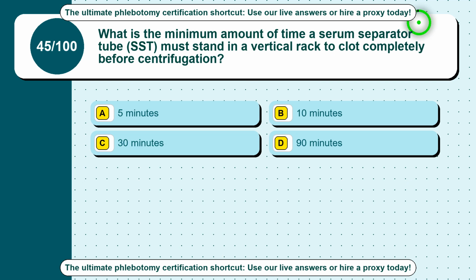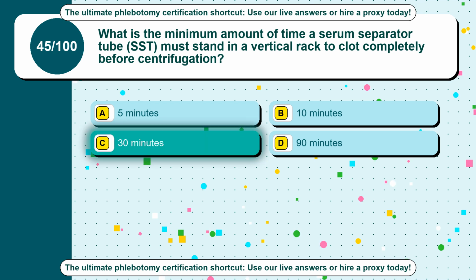Question 45. What is the minimum amount of time a serum separator tube, SST, must stand in a vertical rack to clot completely before centrifugation? Option A. 5 minutes. Option B. 10 minutes. Option C. 30 minutes. Option D. 90 minutes. The correct answer is option C.